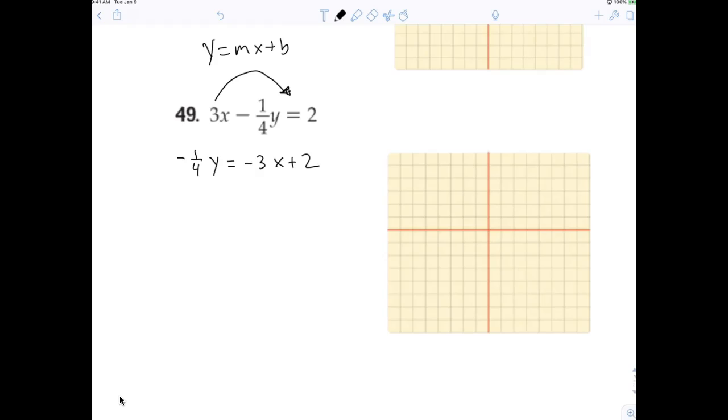Now, how do I get rid of a negative 1/4? Plus 1/4? No, not plus anything. Multiply by the reciprocal. We've been saying that the whole year. How do you undo a fraction? Multiply by the reciprocal. All right? So I'm going to multiply both sides by what? Negative 4. I'm going to multiply both sides by negative 4.